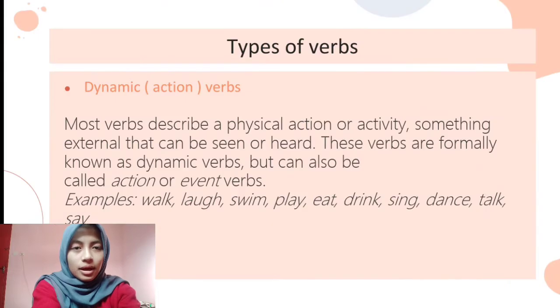First, dynamic or action verbs. Most verbs describe a physical action or activity, something external that can be seen or heard. These verbs are formally known as dynamic verbs, but can also be called action or event verbs. Examples: walk, laugh, swim, play, eat, drink, sing, dance, talk, and say.